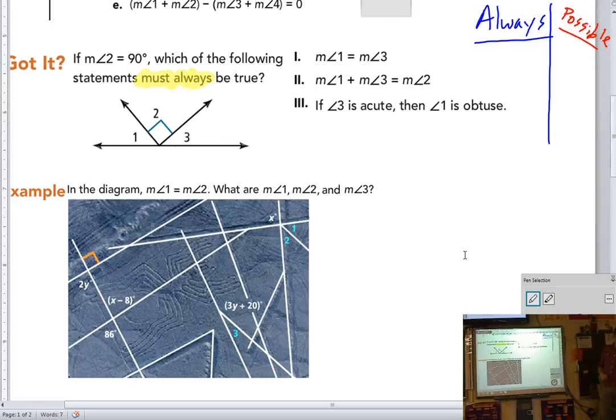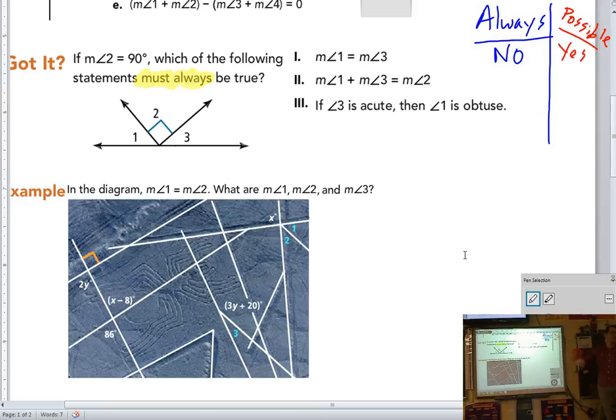So, Julian, does angle 1 have to equal angle 3? No. Because if this was like 30, this could be 60. Or if this was 10, this could be 80. All we know is the whole thing together makes a line. So it doesn't always have to be true. Could it be true? Yeah. Yes. What would they be if that was true? 45 to 45.